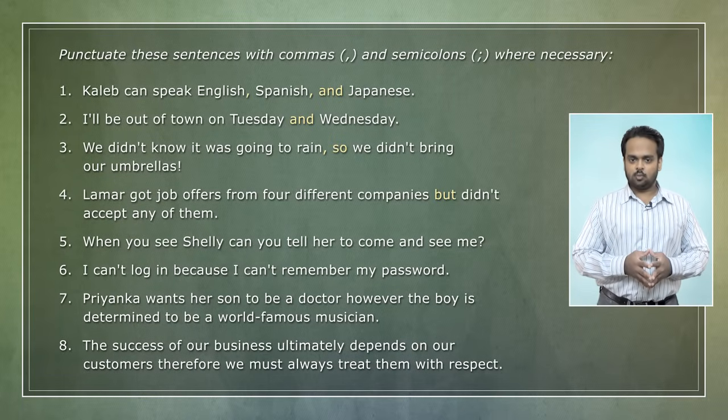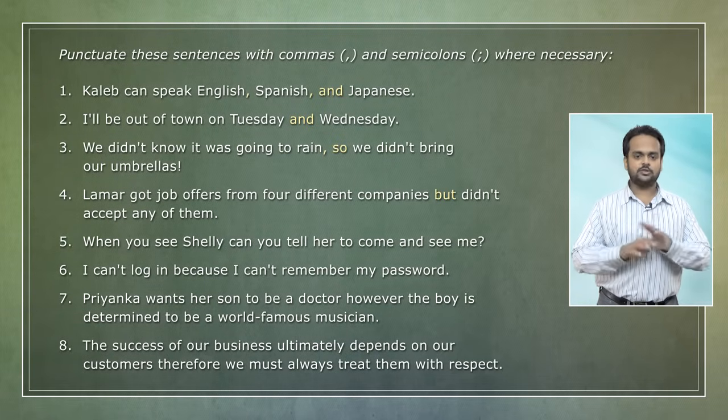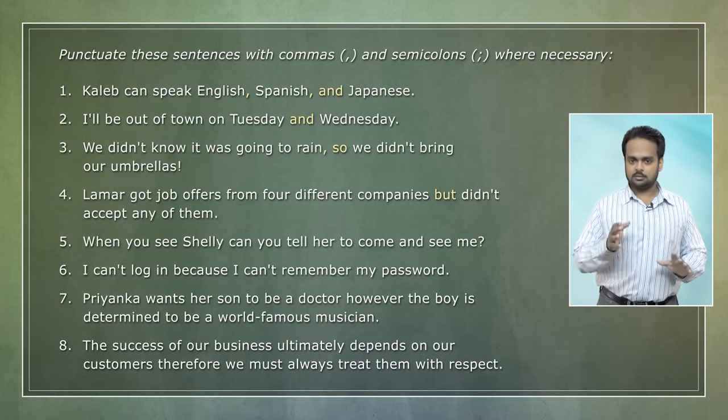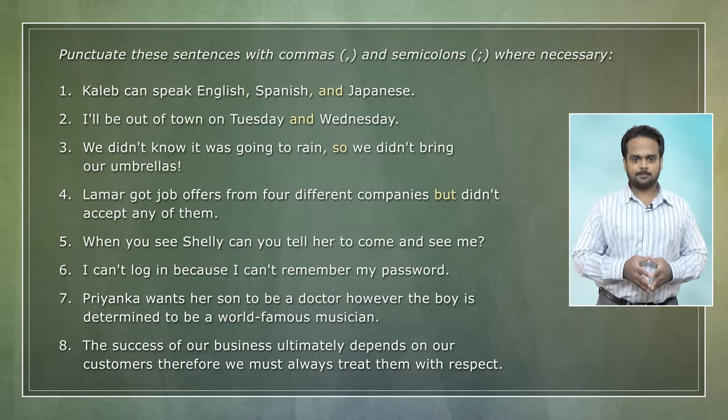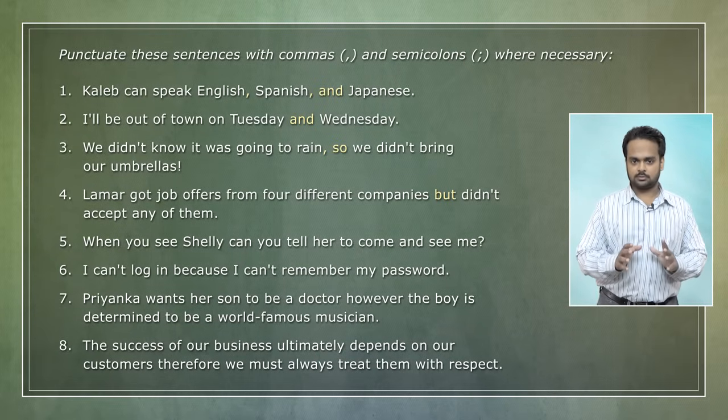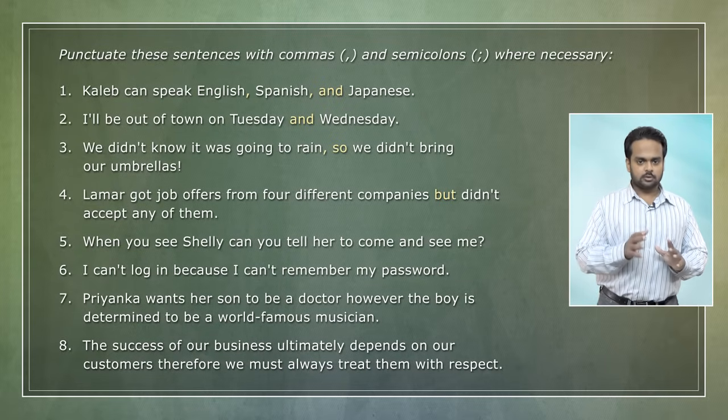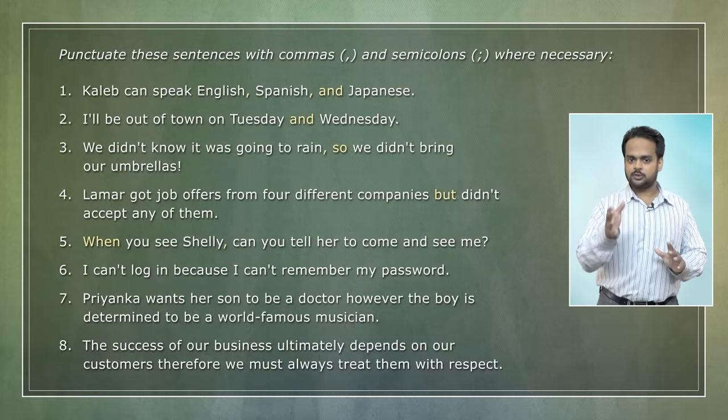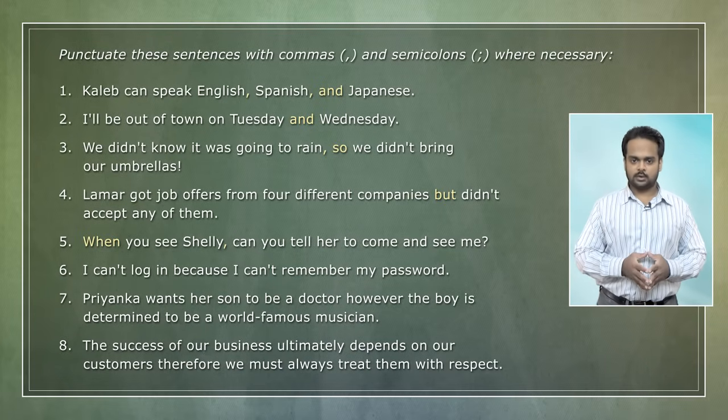In number 5, we have 2 clauses. The first clause, when you see Shelley, is a dependent clause because it's not a full sentence. The second clause, can you tell her to come and see me, is independent. Yes, it's a question, but still, it's a complete, meaningful sentence. So what comes first is the dependent clause with the conjunction when. For this reason, we put a comma after it.